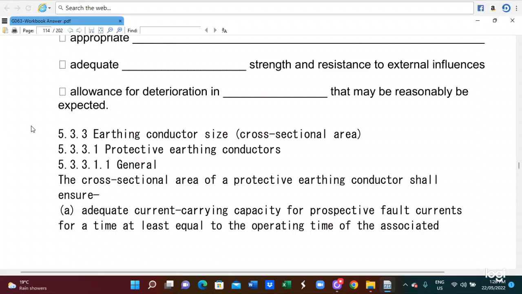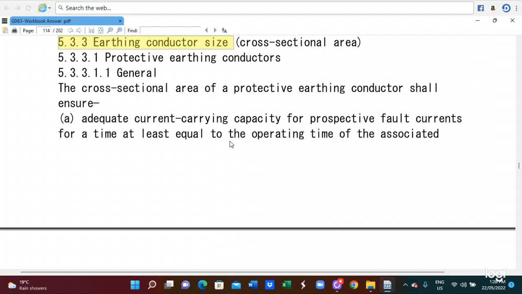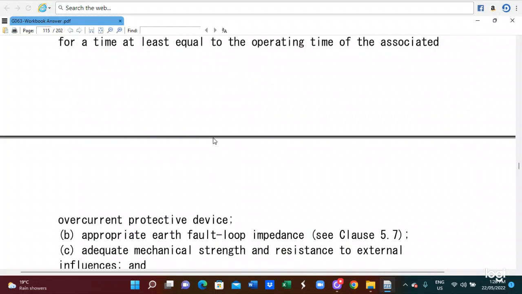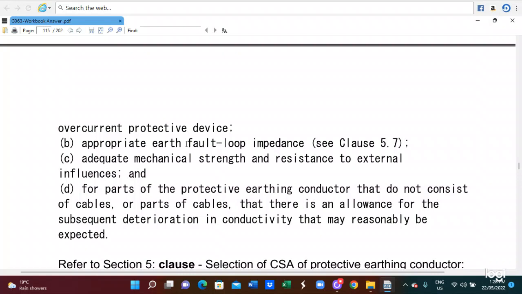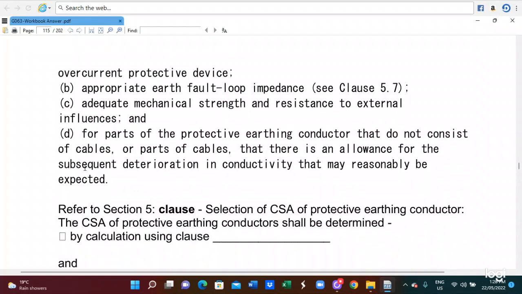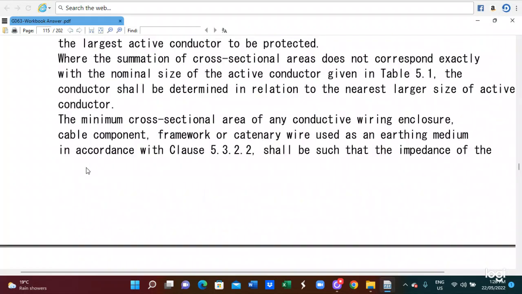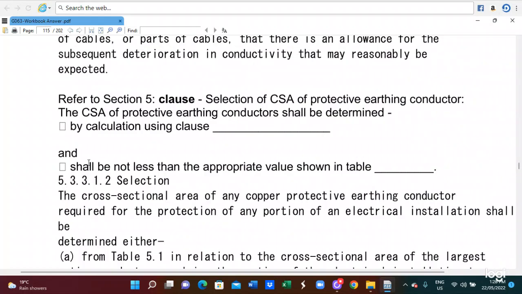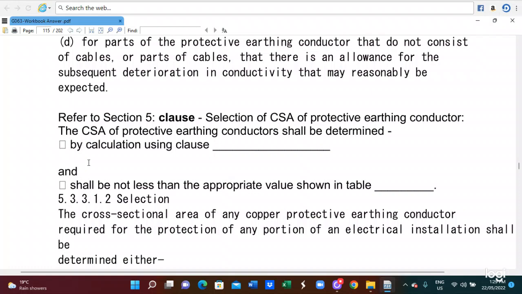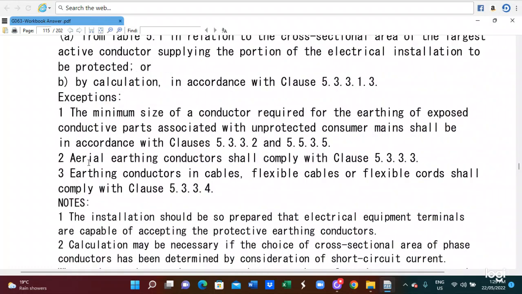Earthing conductor size, you can see there's clause 5x3x3. This might be the adequate current capacity, an important aspect. Overcurrent protection device, you also follow the dual standard. So those standards, when you read through 5x3x3x1x2, those things have to be utilized.